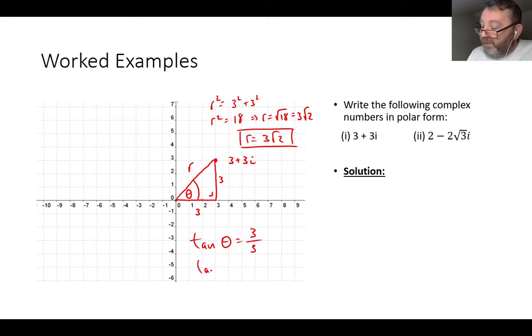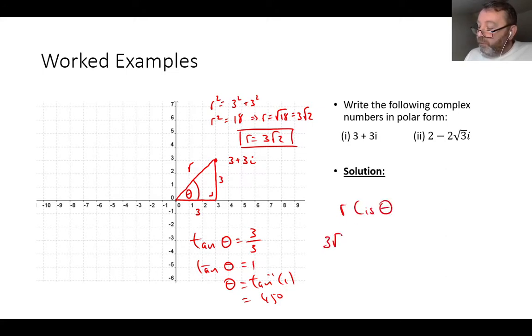So therefore tan theta is equal to 1. And if tan theta is equal to 1, again shift tan out of there: theta equals the inverse tan of 1, which is 45 degrees. So now I can use theta in here. Remember r cis theta, or 3 root 2 times the cos of the angle, cos 45 degrees, plus i times the sine of the angle, sine 45 degrees. And that is 3 plus 3i in polar form.